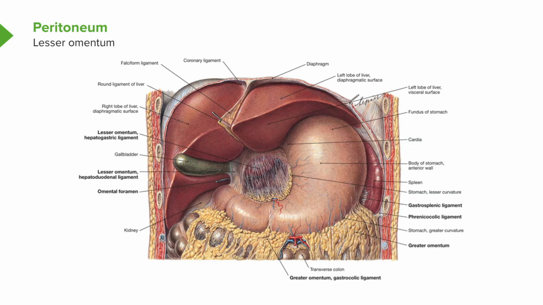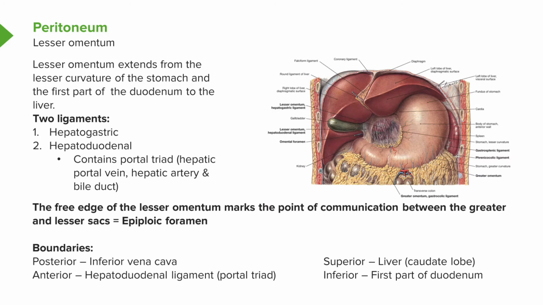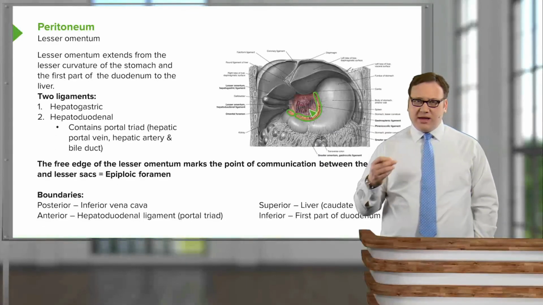Let's concentrate on the lesser omentum. The lesser omentum is a double layer of peritoneum extending from the lesser curvature of the stomach to the liver. It also extends from the first part of the duodenum. So the lesser omentum extends from the lesser curvature of the stomach and the first part of the duodenum, and it goes to the liver. And that's the lesser omentum.